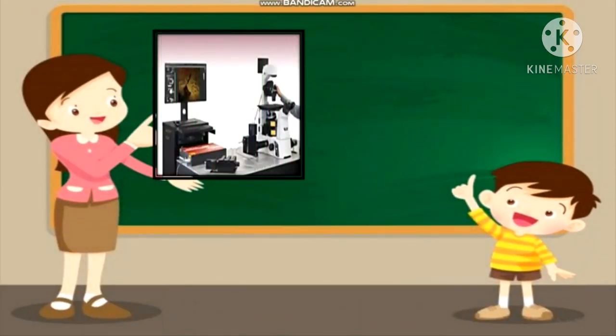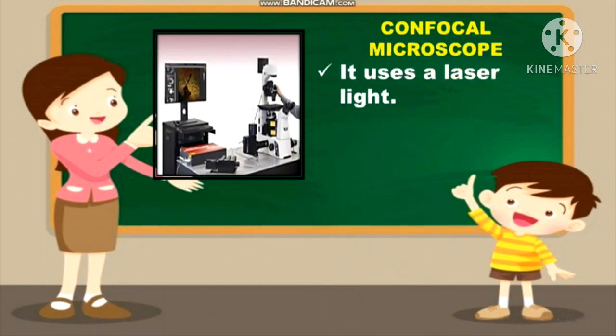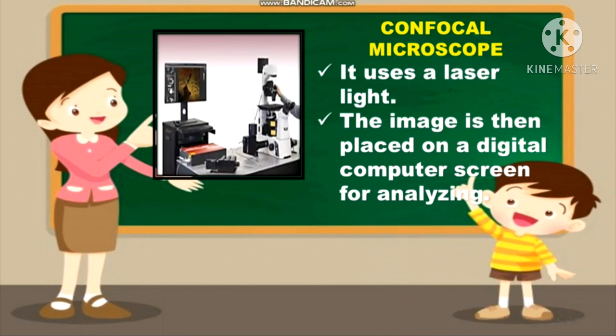Next, the third type of microscope is what we called confocal microscope. This microscope uses a laser light. This light is used because of the wavelength. Laser light can scan across the specimen with the aid of scanning mirrors. Then the image is placed on a digital computer screen for analyzing.